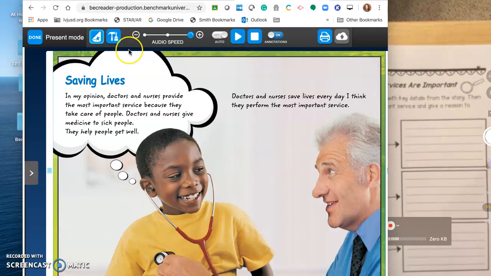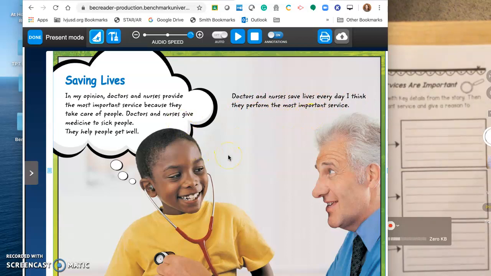In my opinion, doctors and nurses provide the most important service because they take care of people. Doctors and nurses give medicine to sick people. They help people get well. Doctors and nurses save lives every day. I think they perform the most important service.